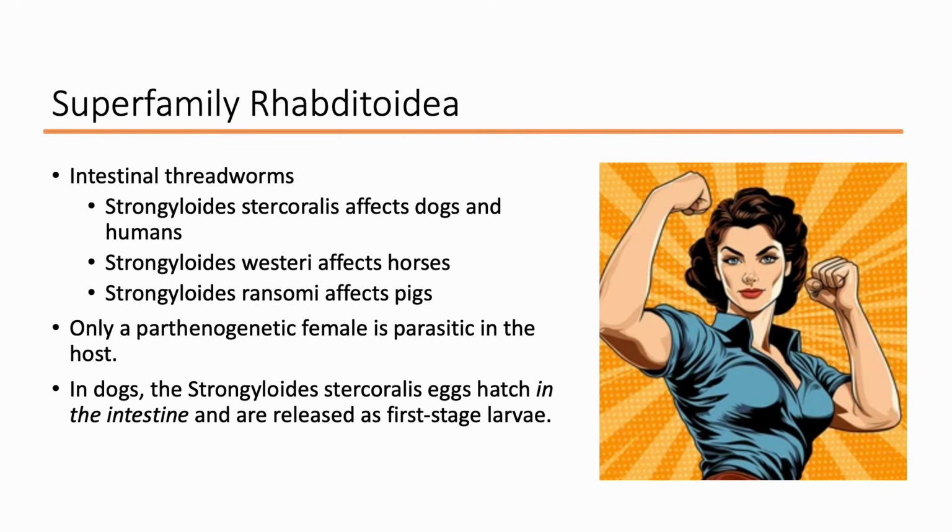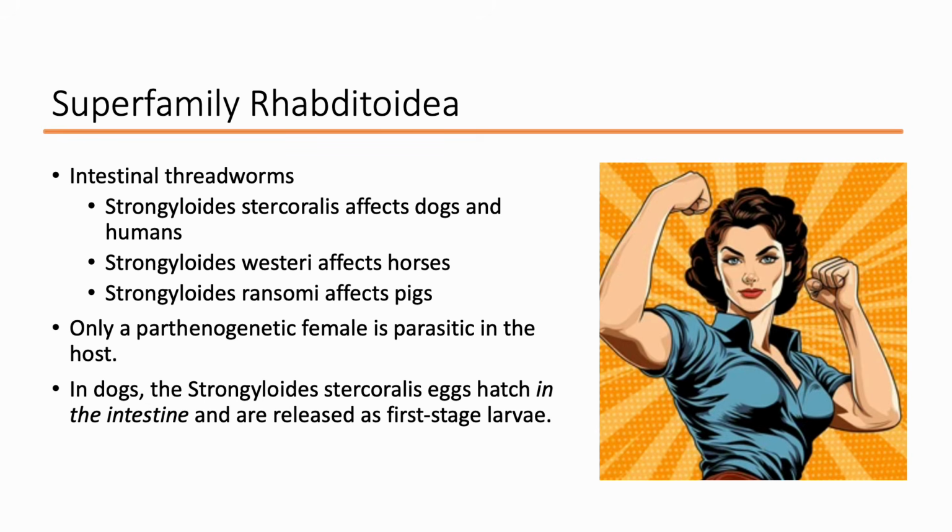The next nematode superfamily is Rhabditoideae. These are called intestinal threadworms, and I have 3 of them listed here. So we have Strongyloides stercoralis, which affects dogs and humans, Strongyloides westeri, which affects horses, and Strongyloides ransomi, which affects pigs. All right, so there's 2 things that are interesting about these.